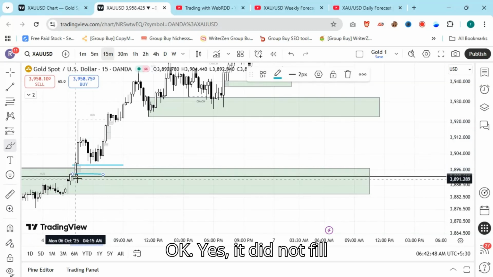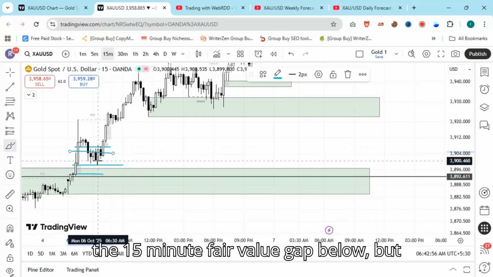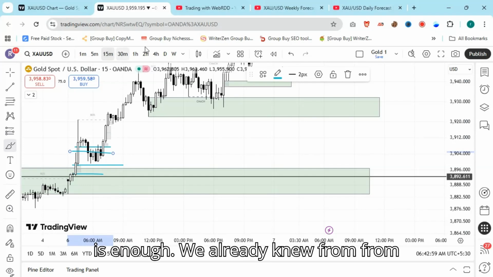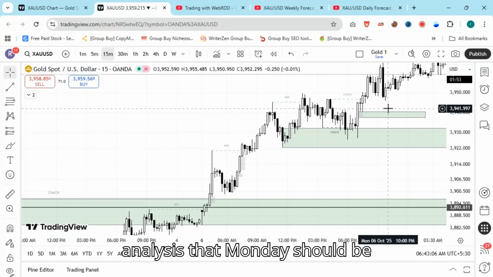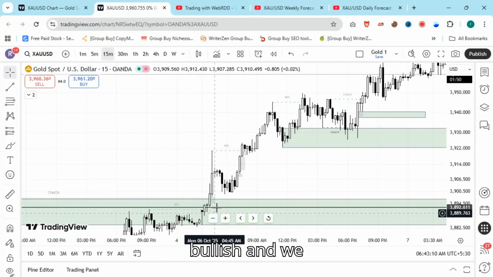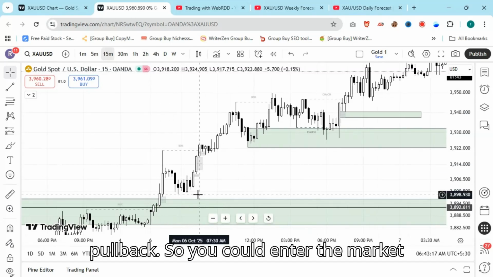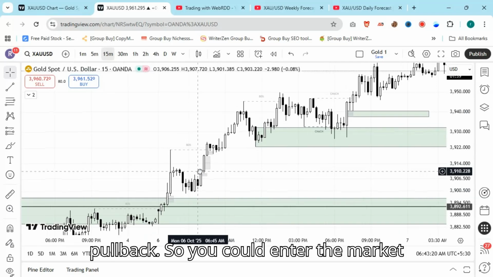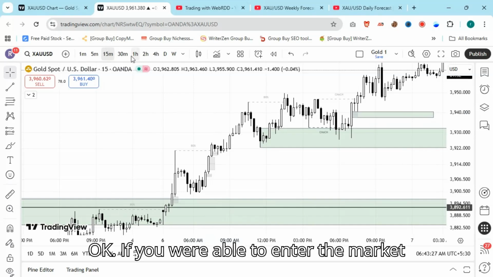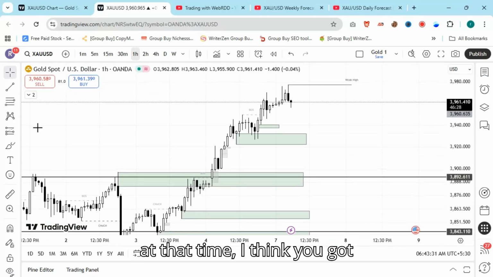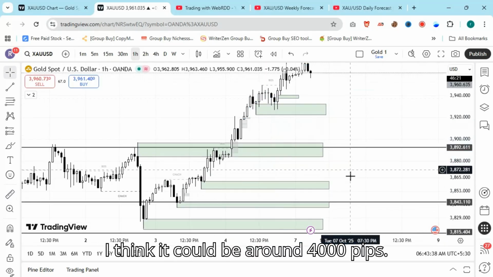Yes, it did not fill the 15-minute fair value gap below, but it did fill the value gap above. And that is enough. We already knew from other confirmations we did in our weekly analysis that Monday should be bullish. And we already broke that sell zone and saw that pullback. So you could enter the market with that bullish candle. If you were able to enter the market at that time, I think you got very good profit from that. I think it could be around 4,000 pips.